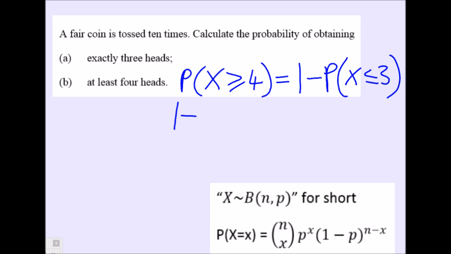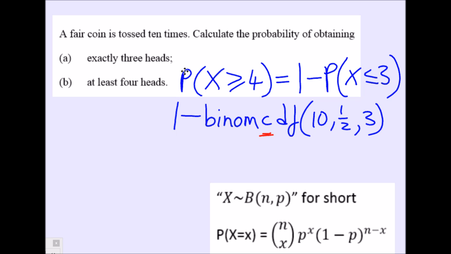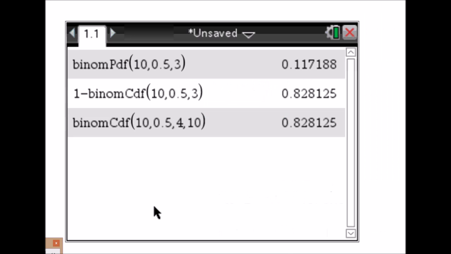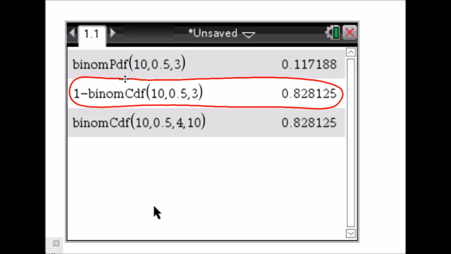We can just type into the calculator this. Now, CDF stands for cumulative distribution function. Cumulative, remember that means you add up. And what that does is it does this. It adds all these up automatically. It saves you a lot of time. So this is definitely one for the calculator paper. So when you type that in the calculator, like here, it gives you the answer. And this one is the one we did earlier, which is 15 out of 128.